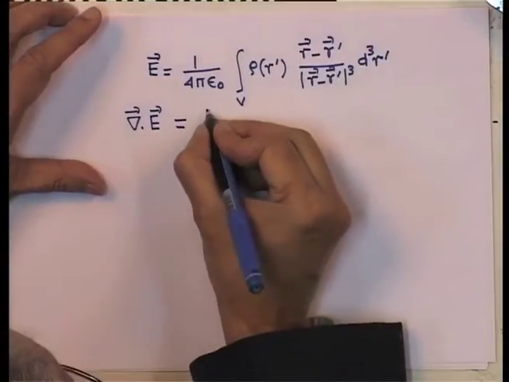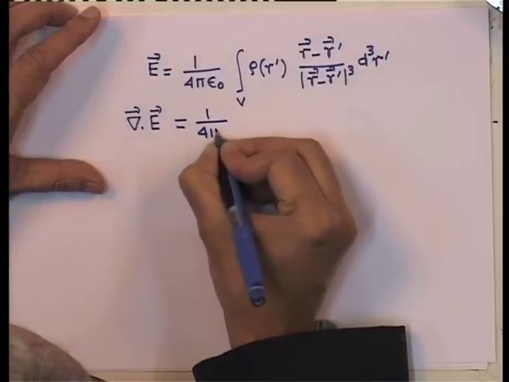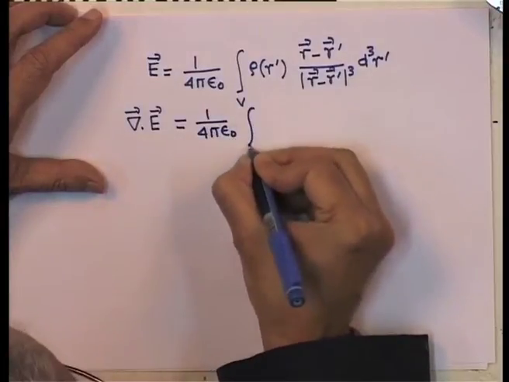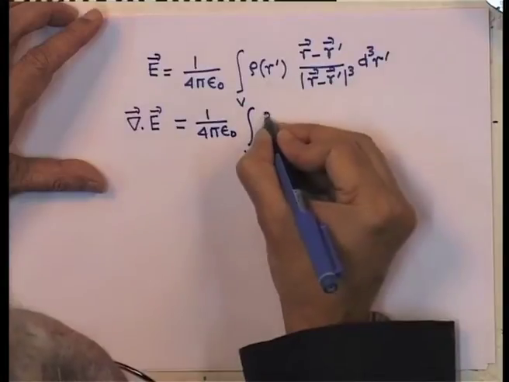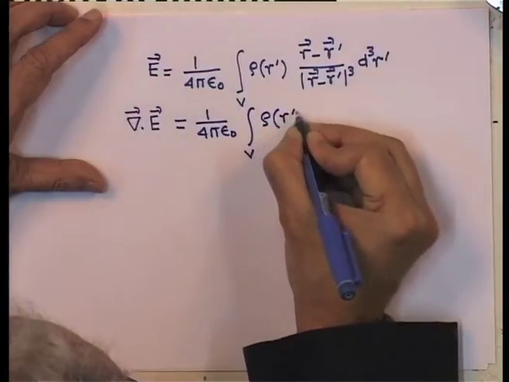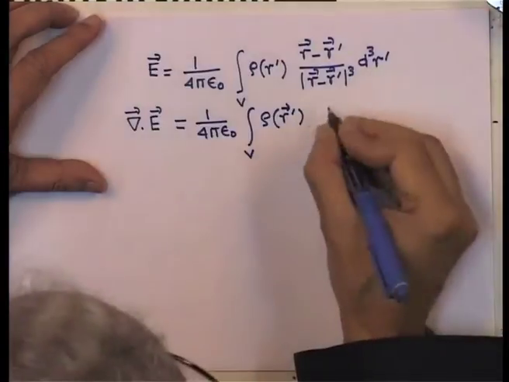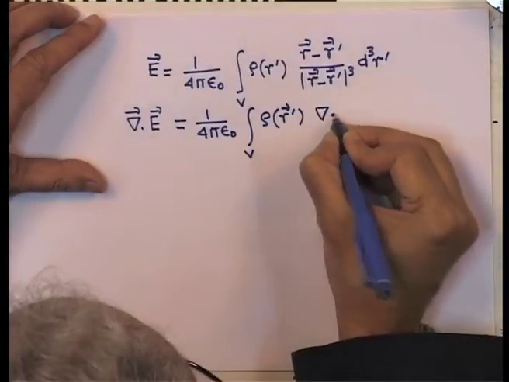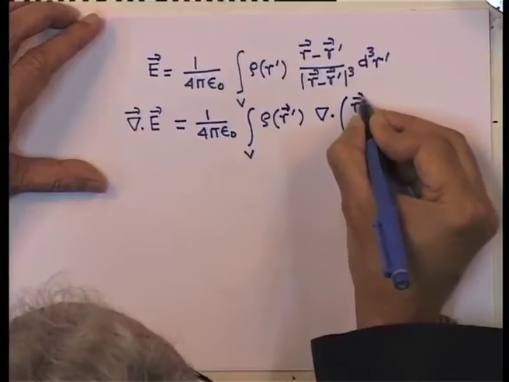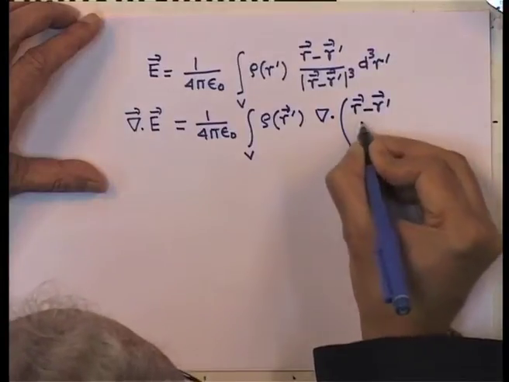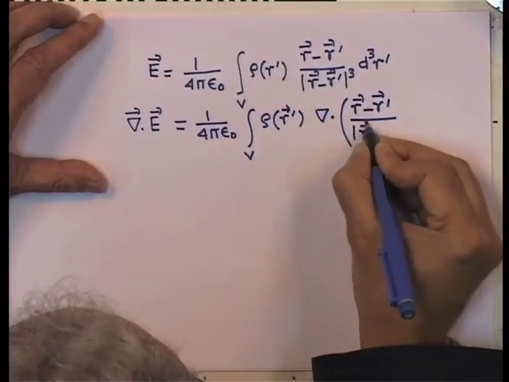So, this can be written as 1 over 4 pi epsilon 0 integral over the volume, rho of r prime does not have any dependence on r, it is a quantity dependent on r prime, and then I write down del dot of r minus r prime divided by r minus r prime cube.